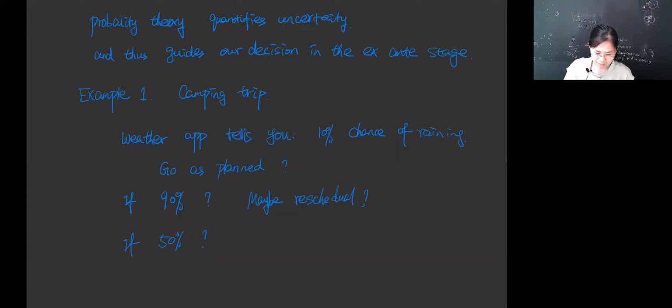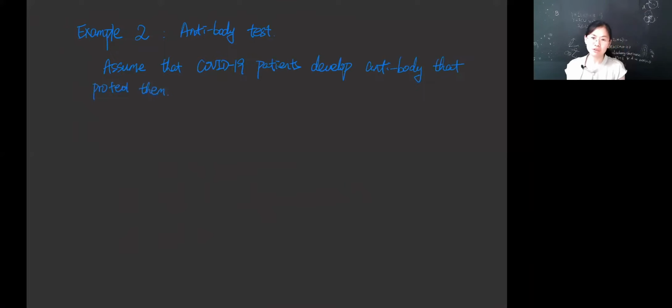The second example, antibody test. Let's assume that people who have gotten the new coronavirus and recovered from the disease develop antibody that protects them from getting the virus again. Right? So let's just assume that we are not medical professionals. We don't know whether that's true or not, but let's just assume that's true. And you want to know whether you have the antibody. Well, this is a very important information to find out, right?